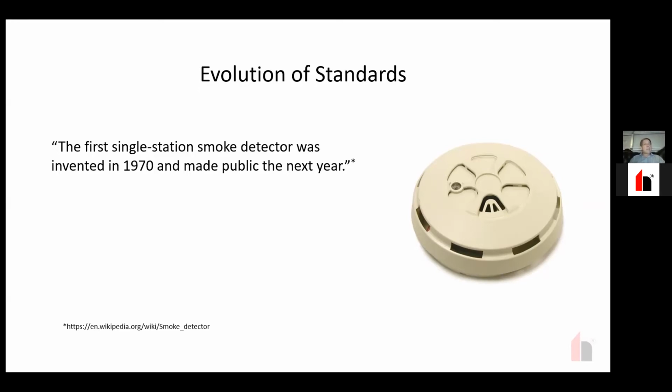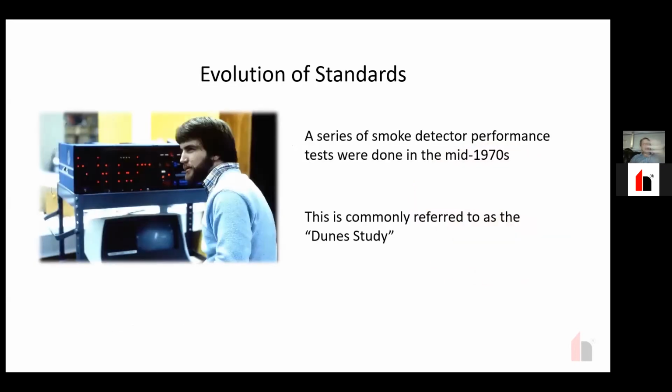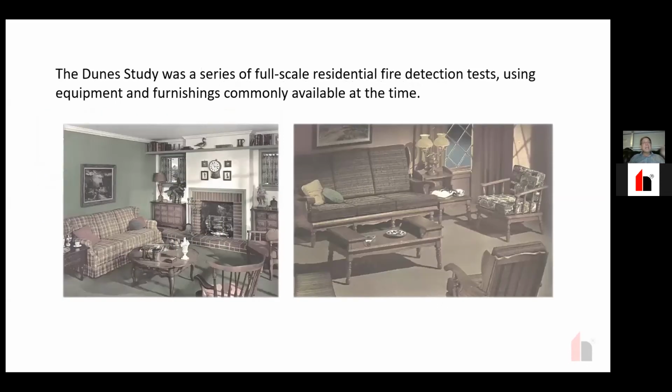But how effective were they really? Did they really work? That was the question that needed to be answered. So during the mid-1970s, a series of smoke detector performance tests were done. This testing is commonly referred to as the Dunes study. It's a very well-known, very famous test that was done on all types of smoke detectors in common room situations. For example, these pictures sort of illustrate what they did.